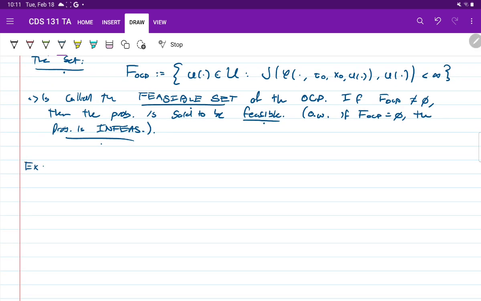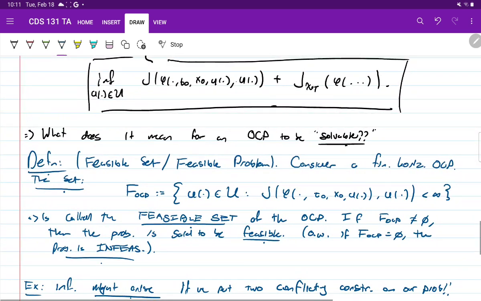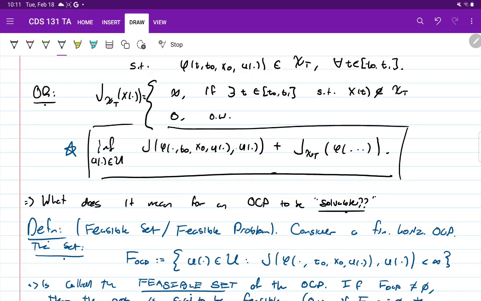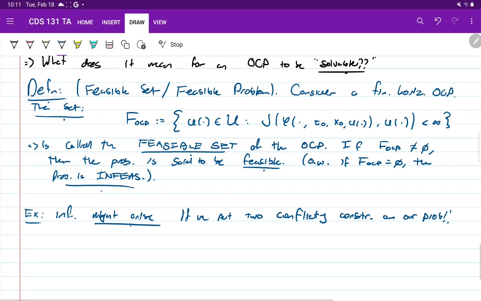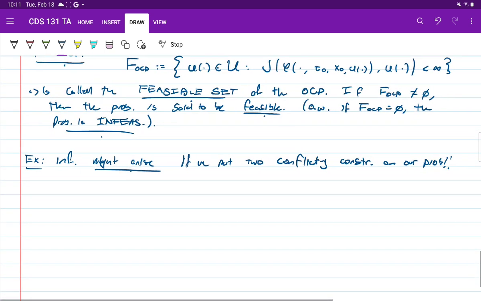So just as a quick example, infeasibility might arise if we put two conflicting constraints on our problem, right? So if we have two constraints that directly contradict each other, and then we try to put them in the objective function like we did up here, then we'll find that we always have infinite cost, right? Because one of them is going to be infinite for all potential values of our input. Okay, so that's what it means for the problem to be feasible, all right?